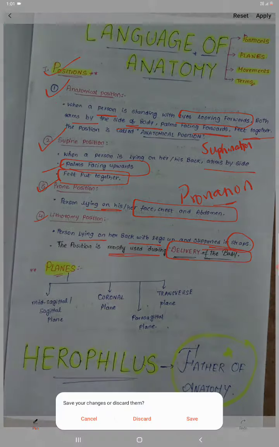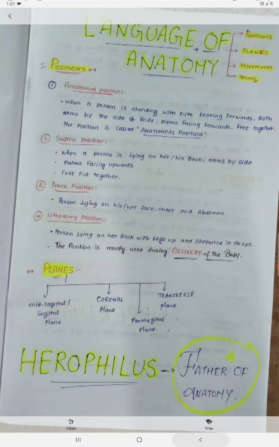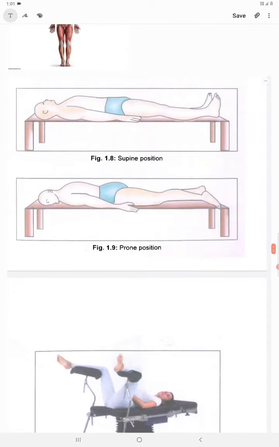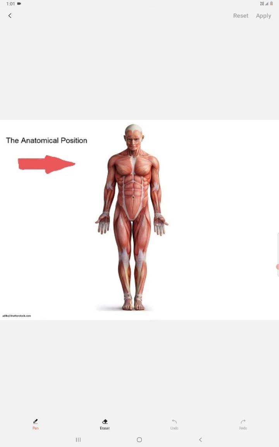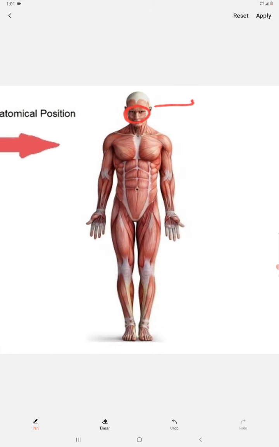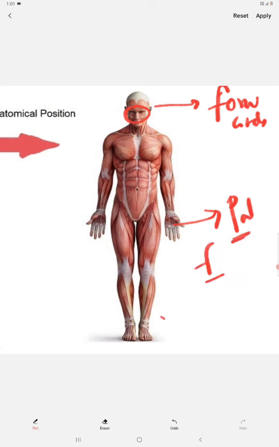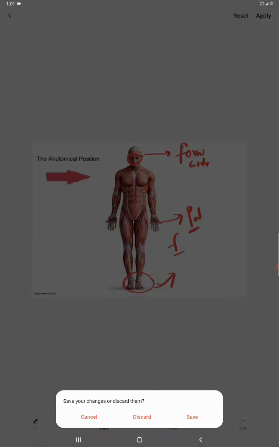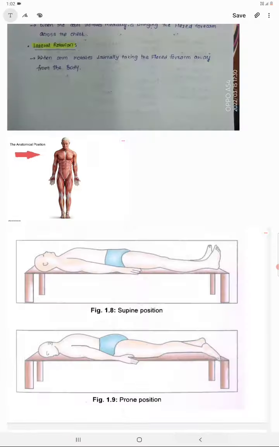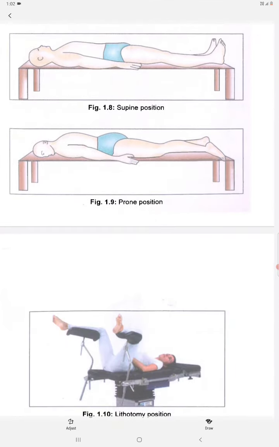And coming to the diagrams, we can see what these positions of the body are. Here in this diagram we can see the anatomical position of the body. As we already discussed, the man is looking forwards, eyes looking forwards, arms on either side of the body, palms facing forwards and feet put together. This position is called the anatomical position.